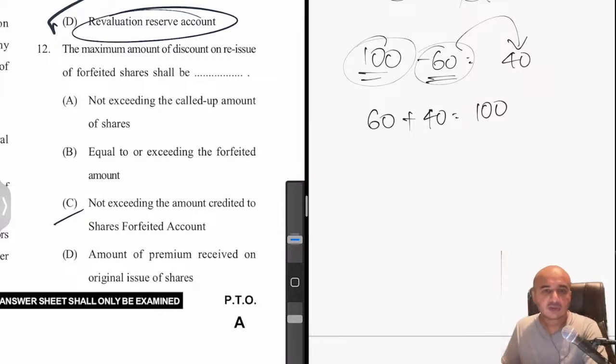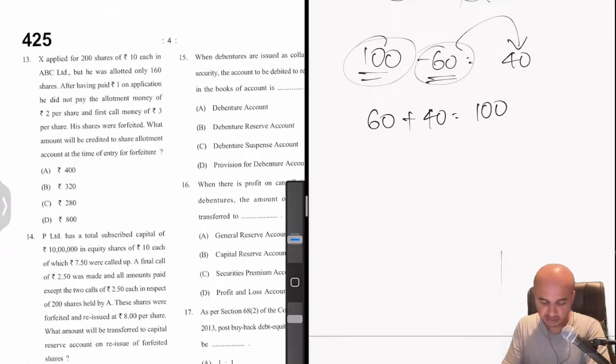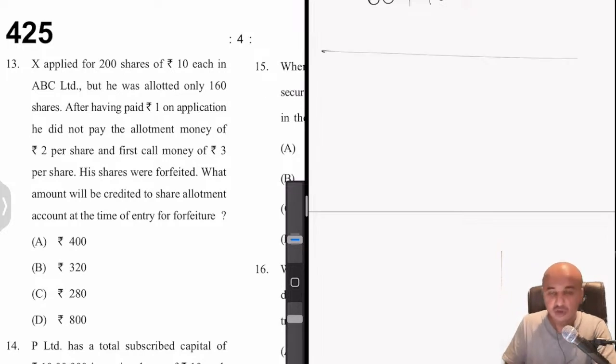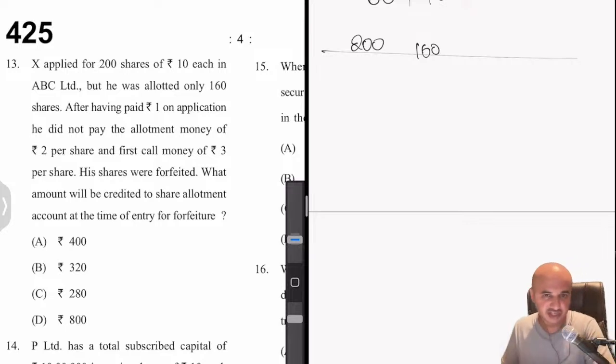Okay. So that is about question 12. Let's move on to the next page. Question number 13. Okay, a practical question, an interesting one. Let's see. X applied for 200 shares of rupees 10 each in ABC Limited. Fine. But he was allotted only 160 shares. Okay. So this is called pro rata allotment. Of course, they applied for 200, but they only got 160 shares.